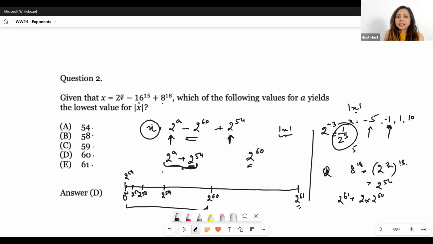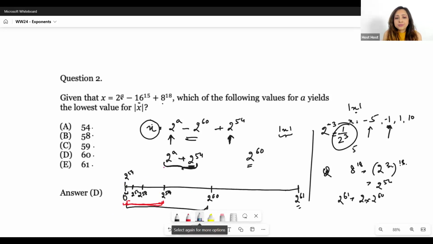Now, I need to make my 2 to the power 54 plus 2 to the power 8 as close to 2 to the power 60 as possible. What if my A is 59? If my A is 59, I have to add this 2 to the power 59 plus this tiny 2 to the power 54. So is it very close to 2 to the power 60? Well, it isn't really. Let's look at other options. What else can we do?